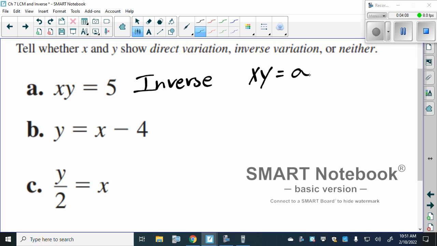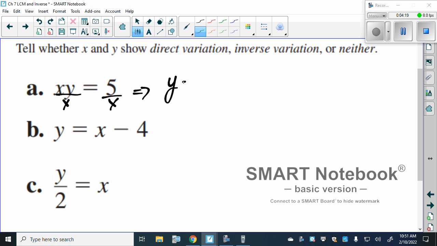And if it helps, we can also try to get it so that y is by itself. And if we did that, well, we would divide both sides by x, telling us y is equal to 5 divided by x, which is still our inverse variation matching up with the form of y is equal to a divided by x.